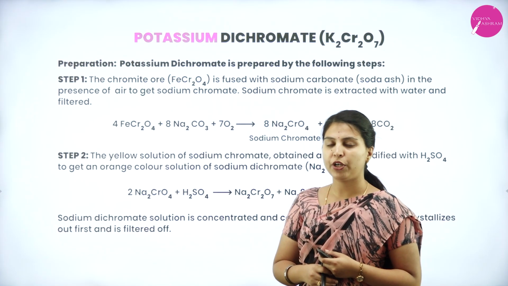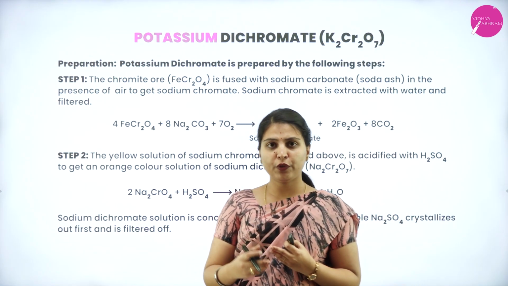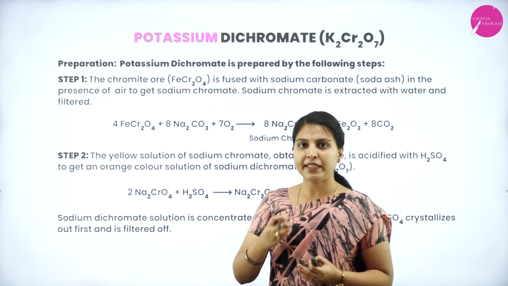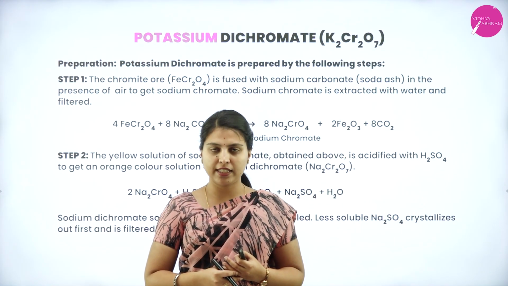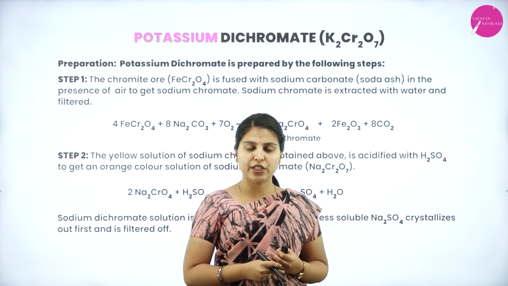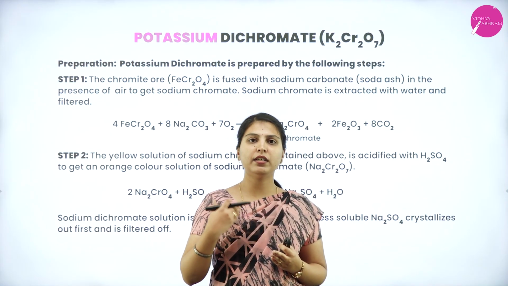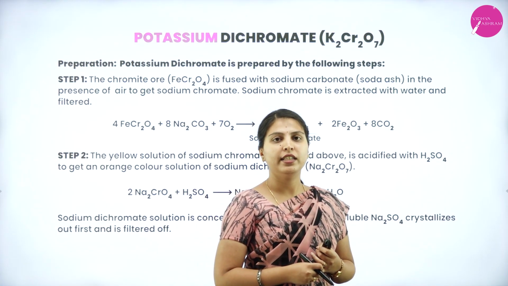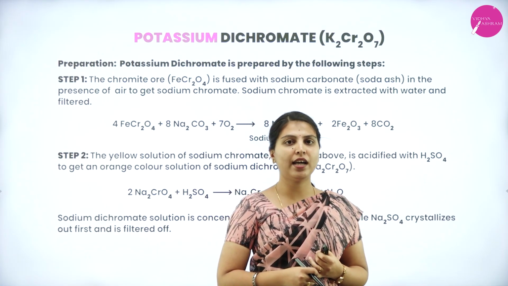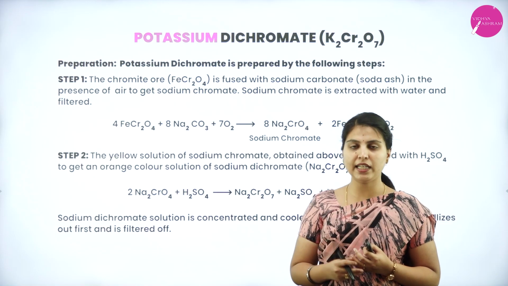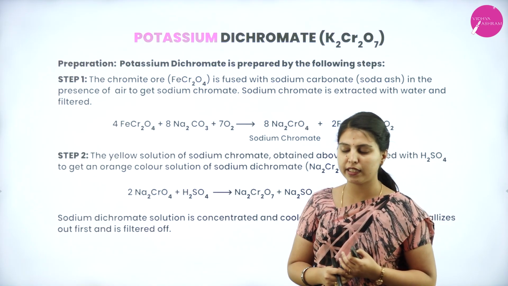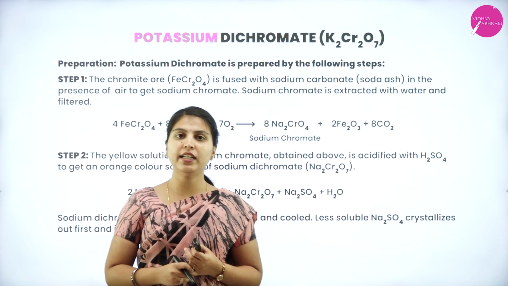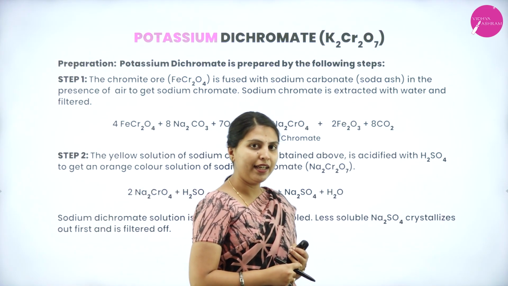First we will see potassium dichromate. Before going to the important compounds, we have to understand that the metals with lowest oxidation states have acidic nature and the metals with higher oxidation state will have basic nature, and some of the metallic oxides are amphoteric in nature. Amphoteric means those oxides will have acidic as well as basic nature.